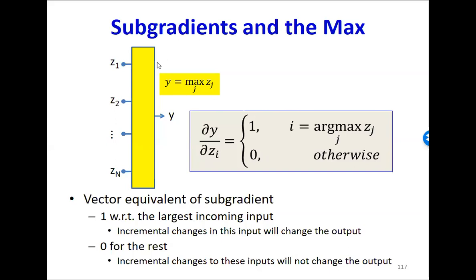The point is, when you're picking a max of a bunch of values, which is something that we will use, then only perturbing the largest value is going to change y. You can perturb the other guys and it's not going to change y. And so the derivative is going to be 1 for the largest guy and 0 for the rest.